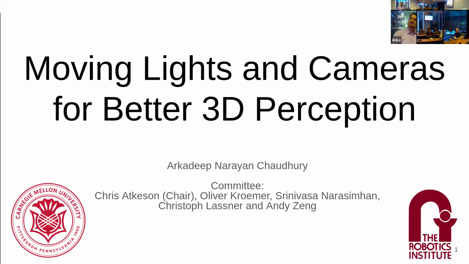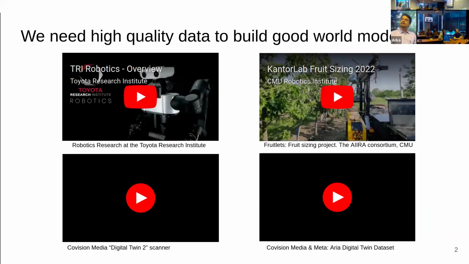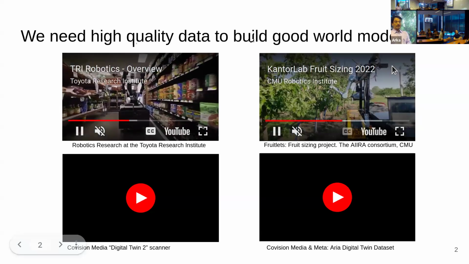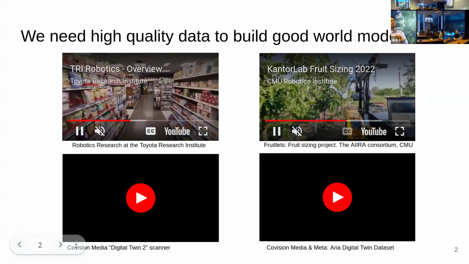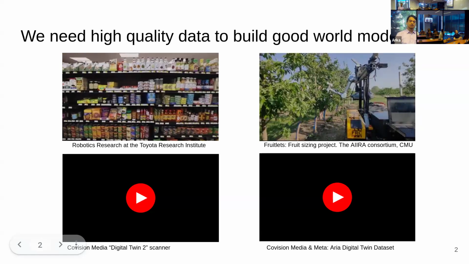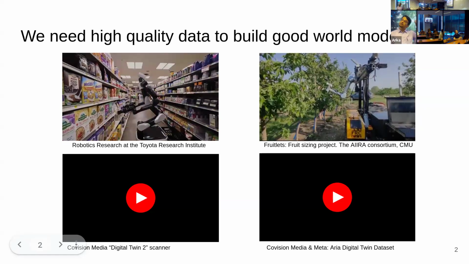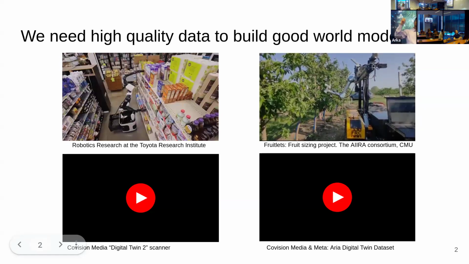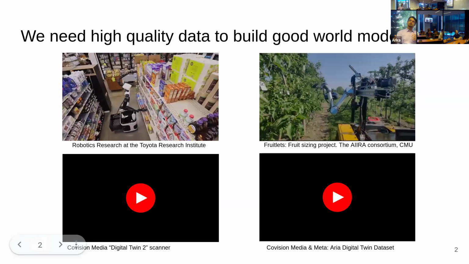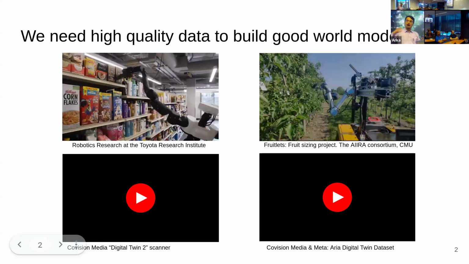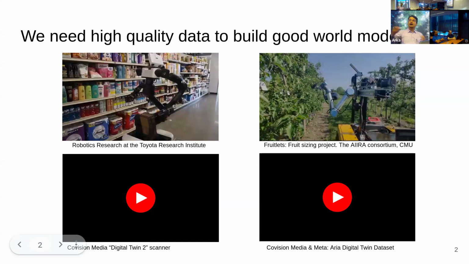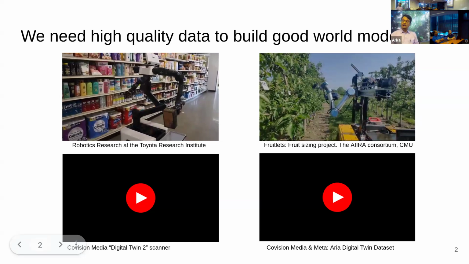Okay, so let's get started. We need high quality data to build good world models. And good world models are indispensable for robotics and computer vision tasks. On the top, we see the Research Institute robot roaming around in a supermarket aisle. It needs good world models to figure out how to interact with the objects on the aisle, how to interact with the rest of the world.